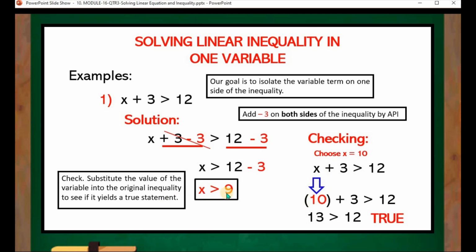Pero yung 9, pwede kaya? No. 9 is not the solution. Why? Kasi, sabi, ang solution lang ay x ay mas mataas kay 9. So, kung 9 yung ilalagay mo dyan, 9 plus 3, 12, hindi na yun. False na yun. Kasi 9 plus 3 is 12, and 12 is not greater than 12. Equal na yun. So, that's false. So, ang kailangan lang nating solution dito ay 10 pataas. Okay? I hope you understand.